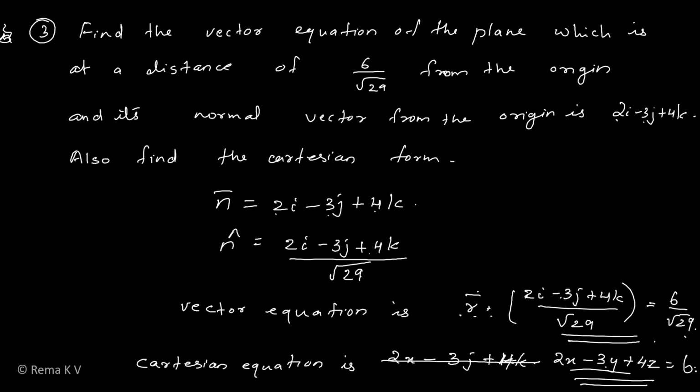Is this clear? Okay, this i, j and k are to be replaced with x, y and z, because we are taking the dot product with xi plus yj plus zk. And since root 29 is a common denominator here, we can cancel these two. It becomes 2x minus 3y plus 4z is equal to 6.